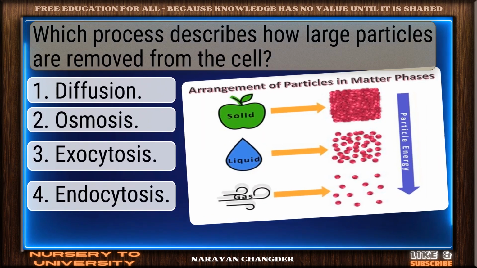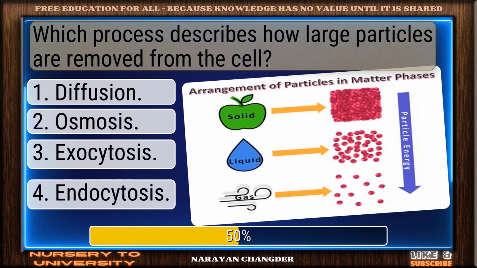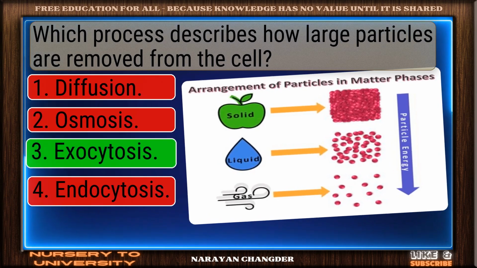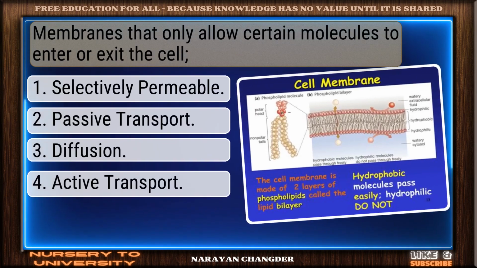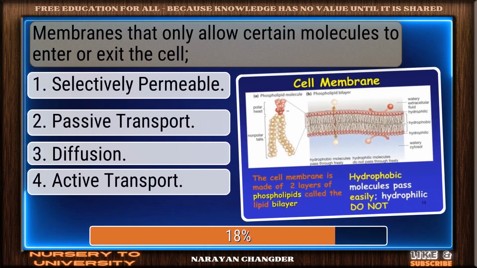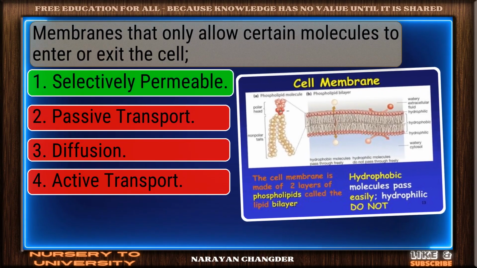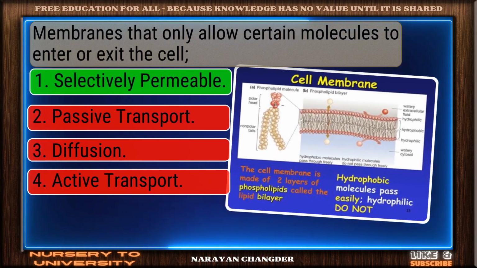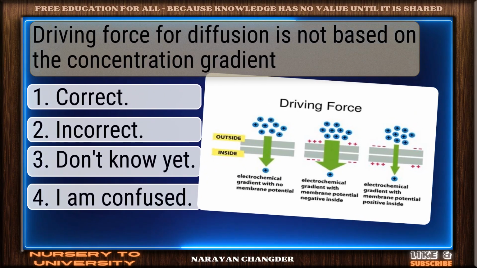Which process describes how large particles are removed from the cell? Solid response. Exocytosis is a valid choice. Membranes that only allow certain molecules to enter or exit the cell. On track. Selectively permeable is the correct answer. The driving force for diffusion is not based on the concentration gradient.